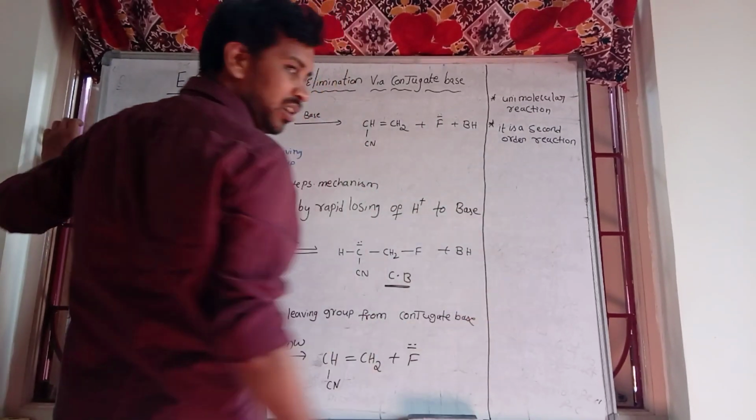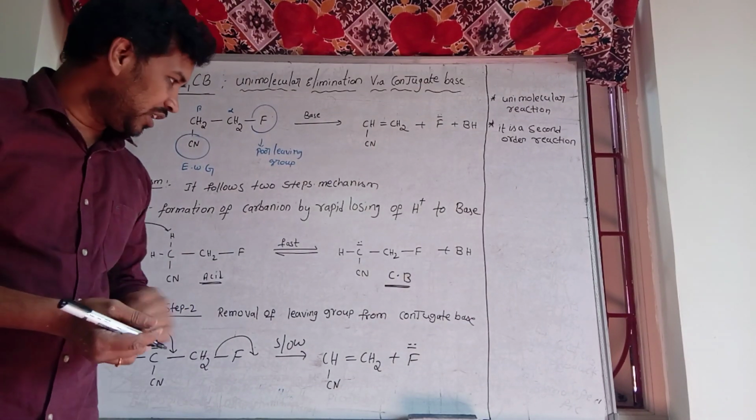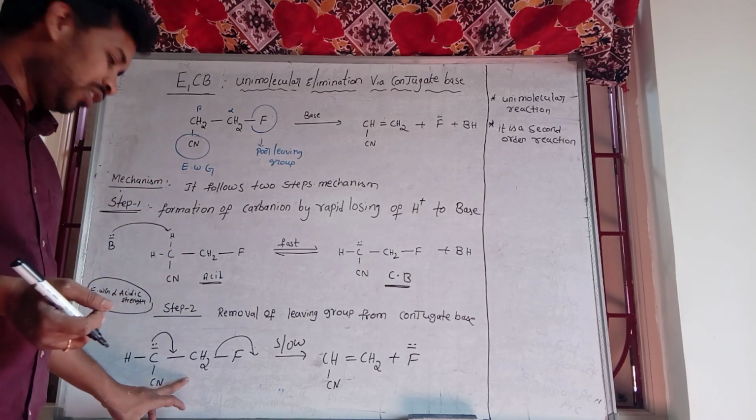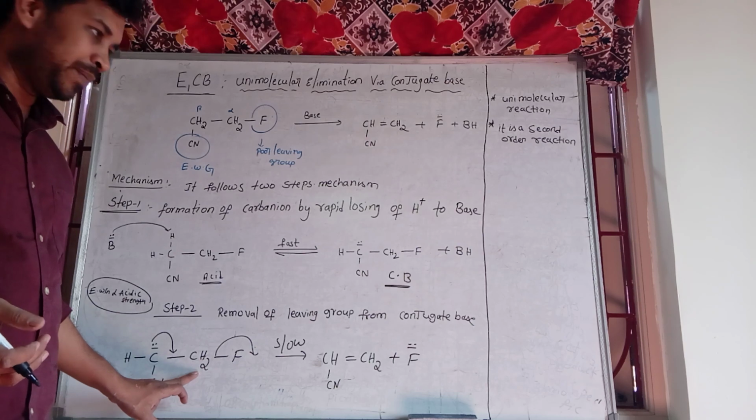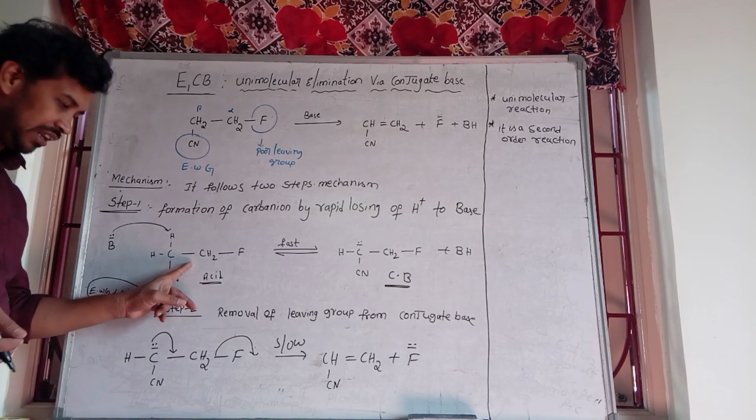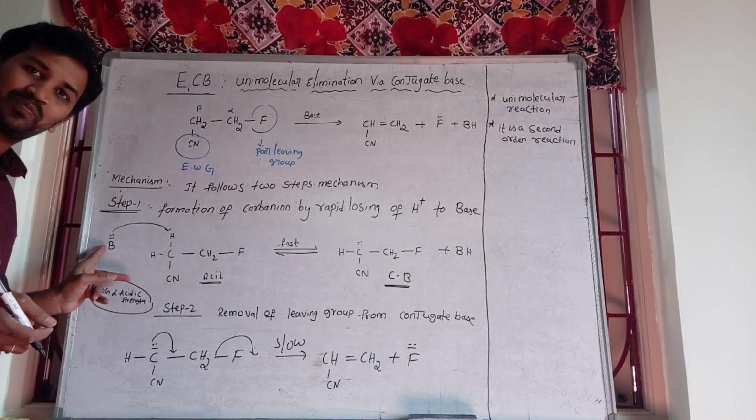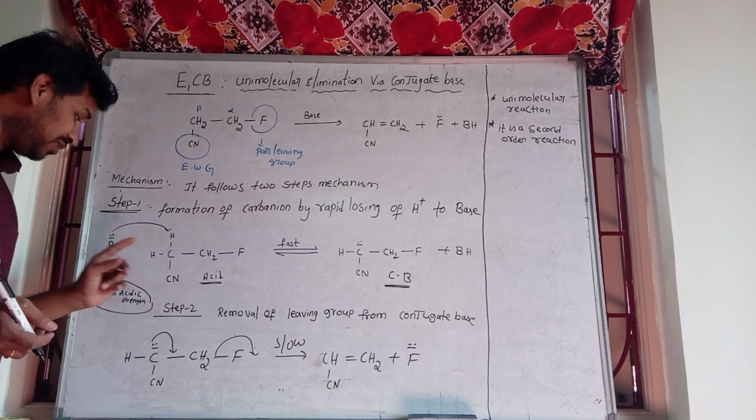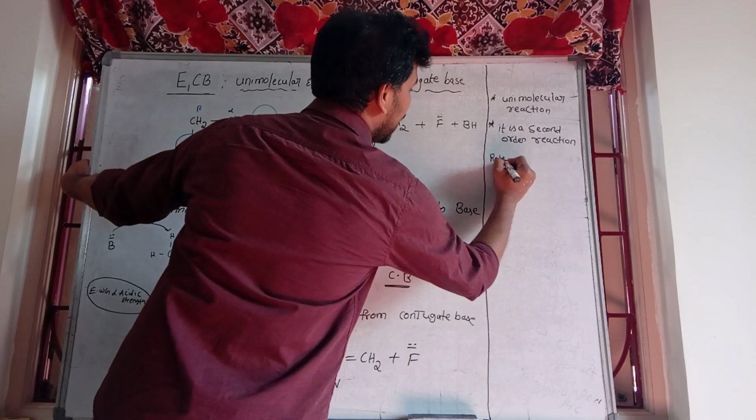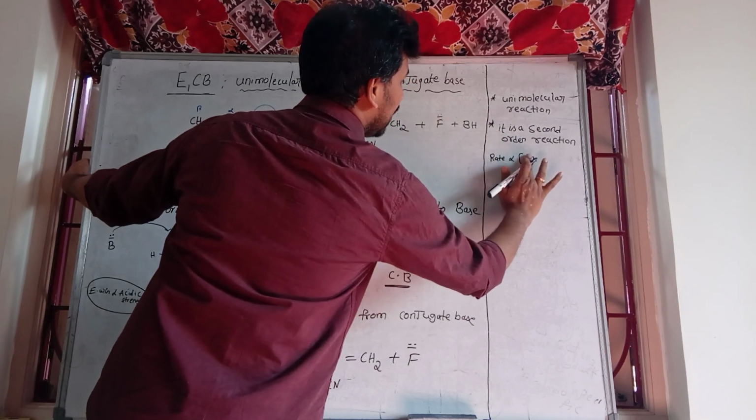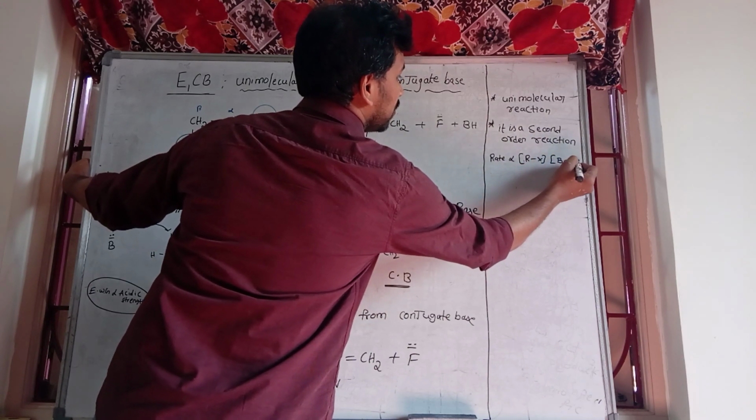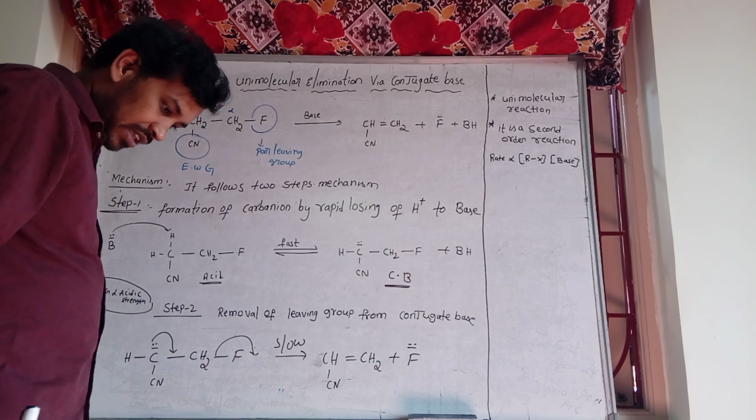So why is it a second order reaction? See, the rate depends upon the stability of the conjugate base here. Correct? So this is the conjugate base. To form this conjugate base, how many reactants are required? Alkyl halide and base both are required, no? Rate depends upon the alkyl halide also, and the base also. So that's why it is a second order reaction. Rate is directly proportional to the alkyl halide, RX, and the base. Okay.